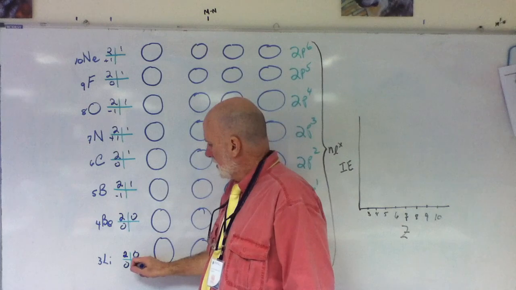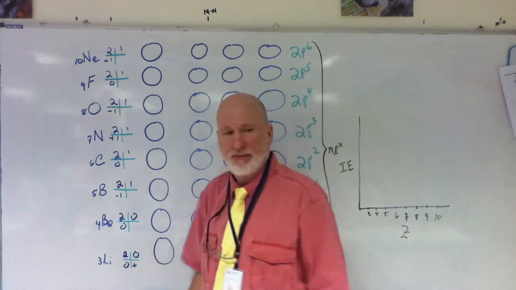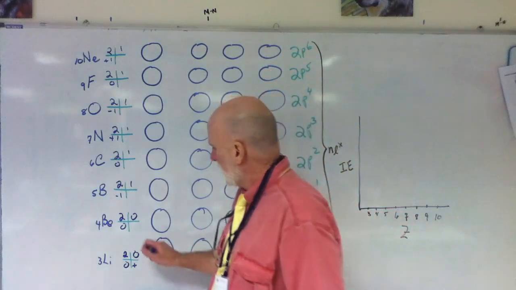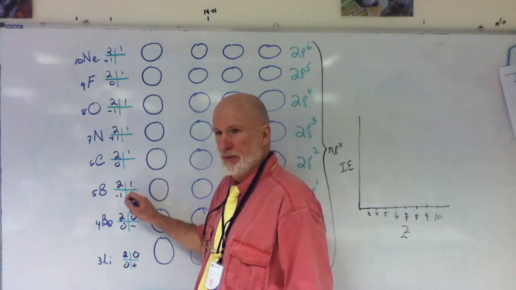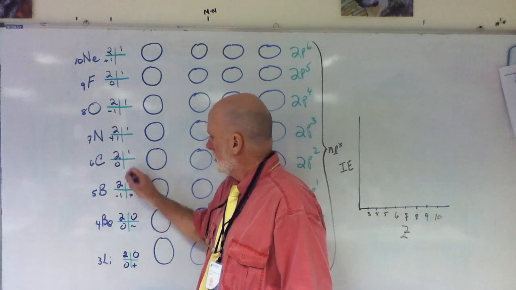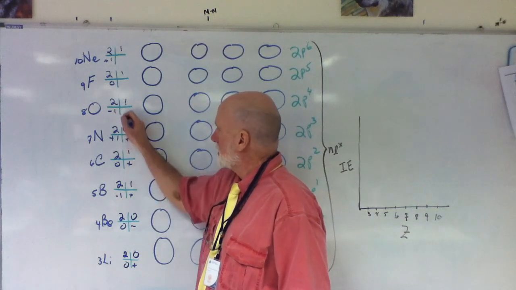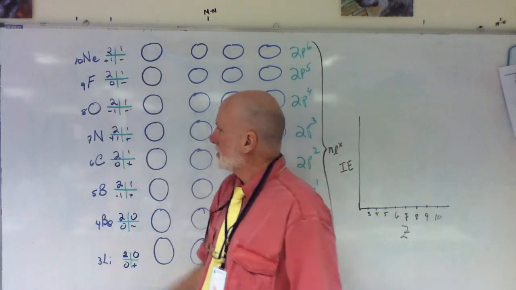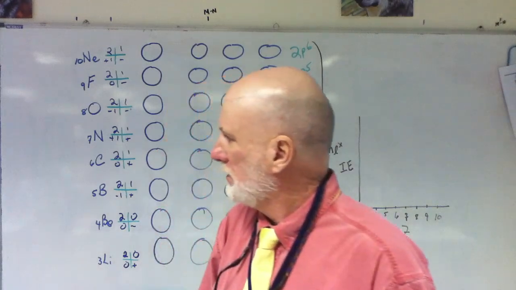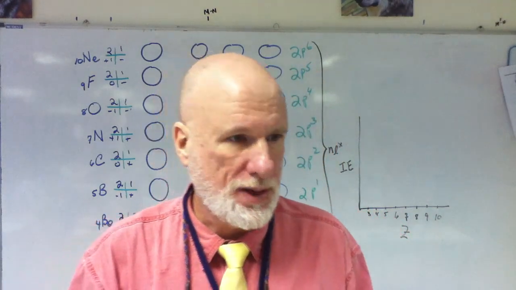And then for spin, +1/2. I'm not going to put the 1/2 in. You all know it's 1/2, right? Okay. +1/2, -1/2. Plus, plus, plus, minus, minus, minus. Okay? Easy? Yes? Okay?